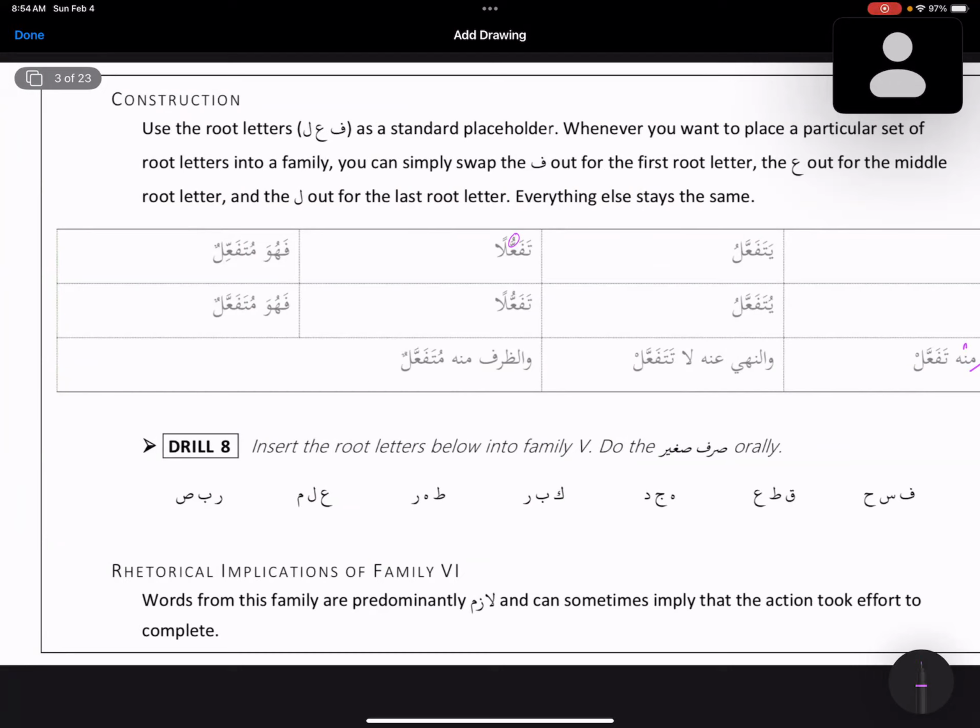Exactly. Okay, then we have next one, alima. Ta'allama. Yes, it will become ta'allama, right? Ta'allama means to teach. No, allama is to teach. Ta'allama means to learn. Yes, to learn. Can I try? Go ahead.